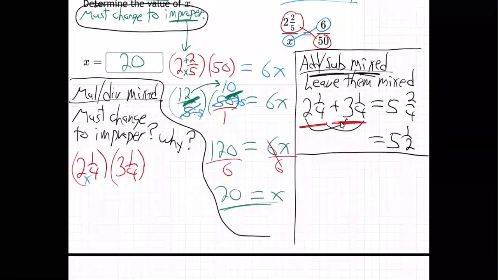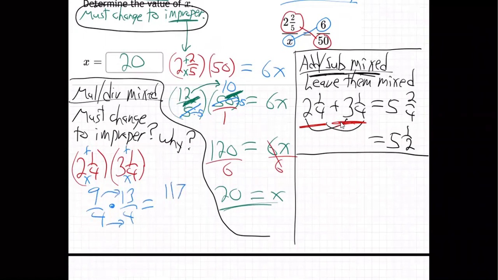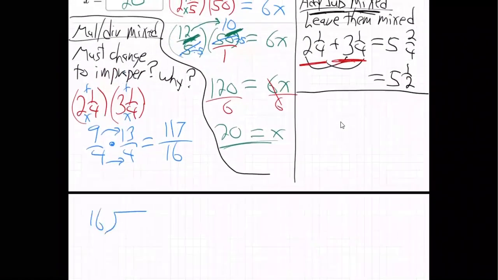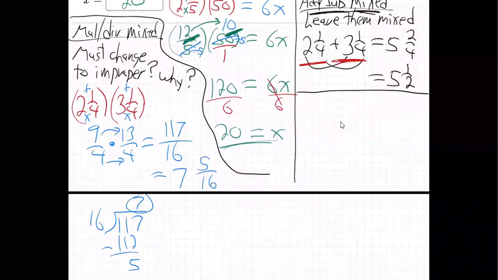You have to multiply the bottom, add the top. 2 times 4 is 8, add 1 is 9/4, and 3 times 4 is 12, add 1, 13/4. 9 times 13, then you just go straight across: 117 over 16, and then you divide on your calculator. It goes in 7 times, and 7 times 16 is 112, remainder 5. So the answer would be 7 5/16, right? So that's the real answer.